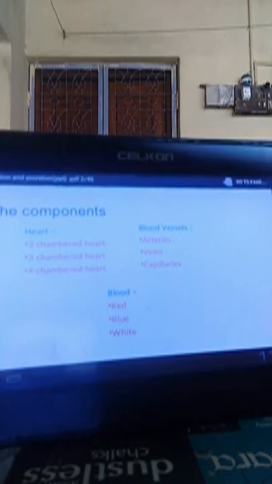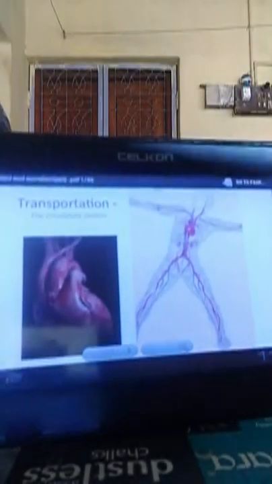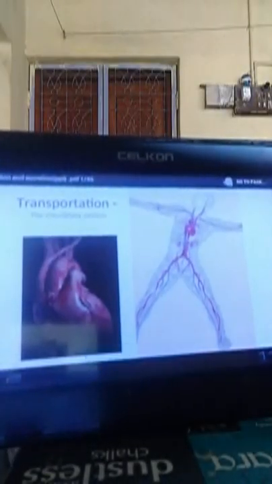All reptiles have an incomplete, divided four-chambered heart. Birds and mammals, including human beings, have a four-chambered heart. When it comes to blood vessels, you are familiar with the names from your lower classes: the arteries and the veins. Arteries and veins are the major blood vessels which connect the heart to all body parts. You can see in the picture, from the heart to all body parts, the blood vessels are connected.